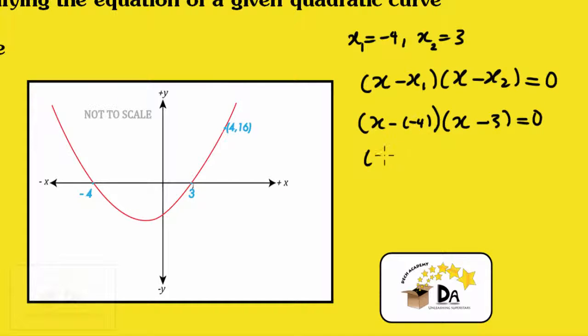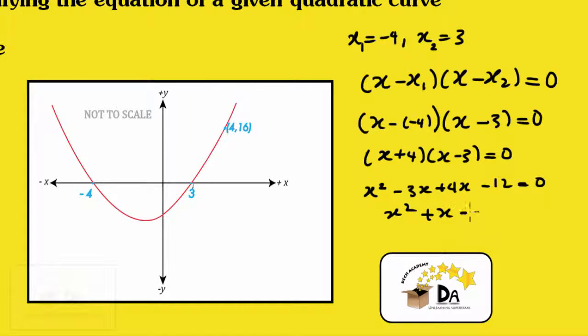Minus times -4 is +4. So we have (x + 4)(x - 3) = 0. I'm going to expand this quickly. x squared minus 3x plus 4x minus 12 equals 0. x squared plus x minus 12 equals 0. So now from the roots, I've constructed a quadratic equation, which potentially could be the equation of this curve given here, but we need to test it.